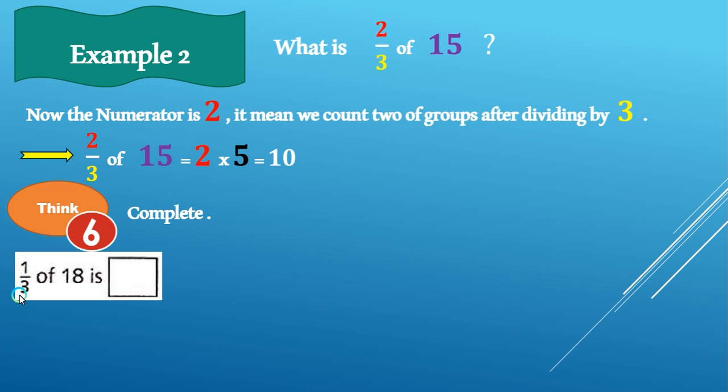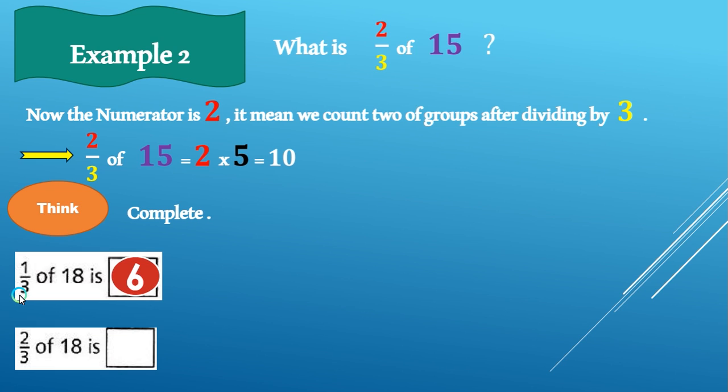Second example, I have 2/3 of 18. So here I have 2, not 1. So I am in the second case. I will divide 18 by 3, this one, 18 divided by 3, and I will multiply by 2. 18 divided by 3 is 6, times 2 is 12.